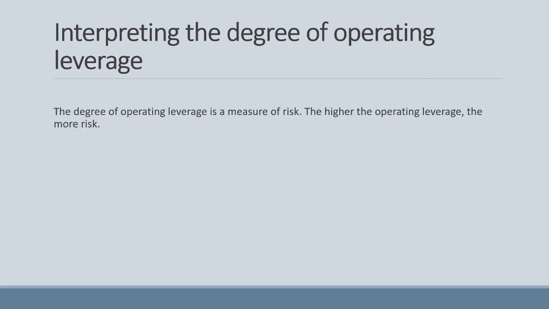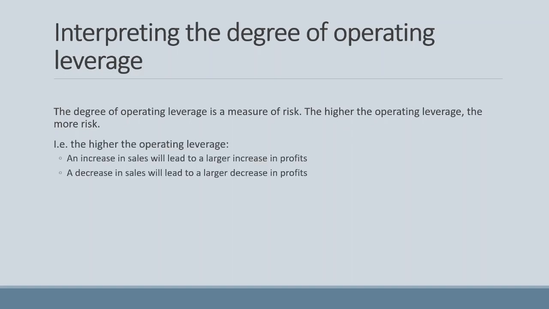How then do we interpret the degree of operating leverage? Remember, the degree of operating leverage is a measure of risk. The higher the degree of operating leverage, the greater the risk of the company. Risk, however, is not necessarily a bad thing. A company with a higher operating leverage will benefit more when there's an increase in sales, i.e., it will have higher profits. But it will also stand to lose more if there's a decrease in sales.